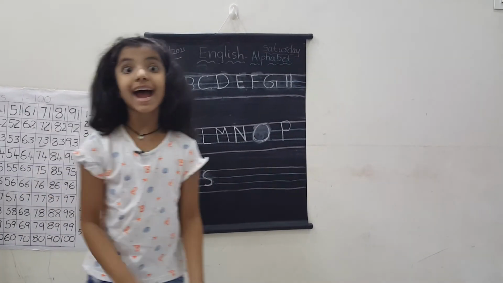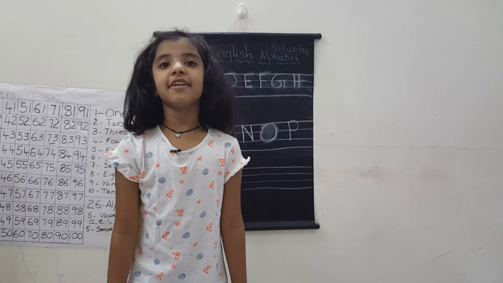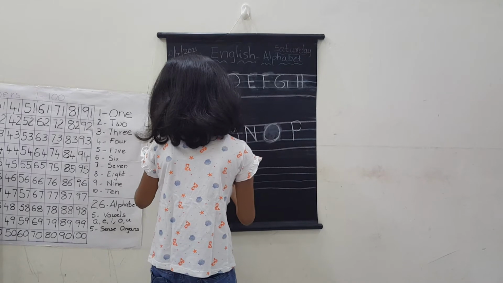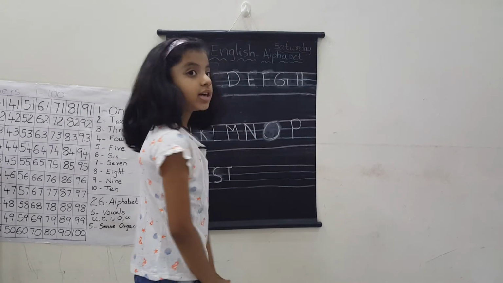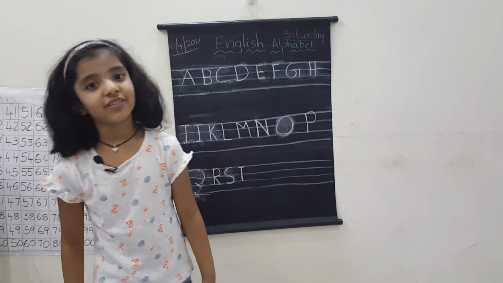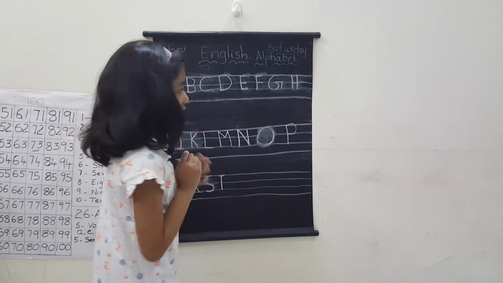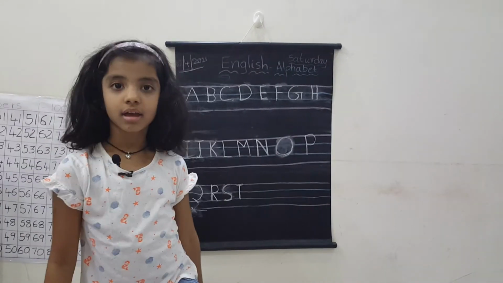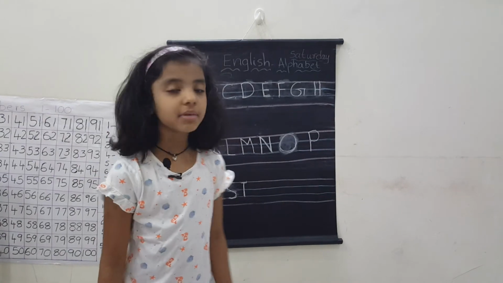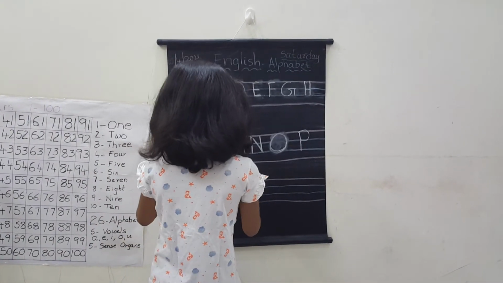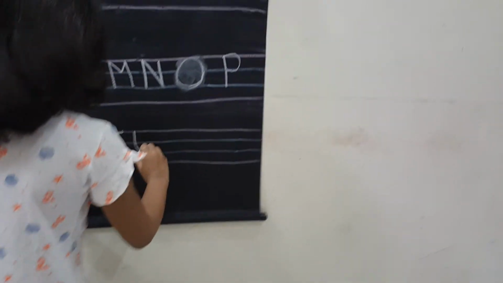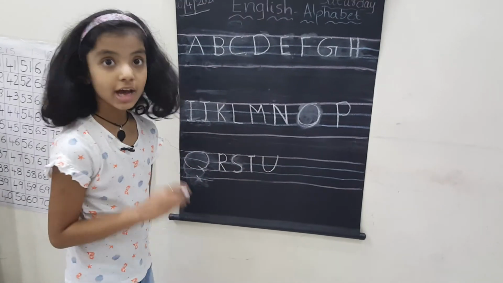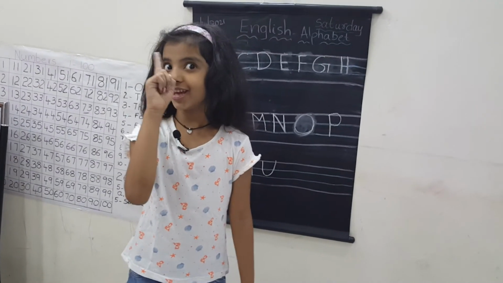Now we are going to write T. T for tap. Now we are going to write U. Umbrella. U like this. This is U.